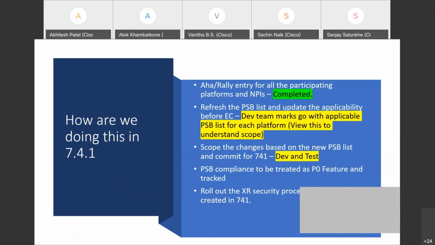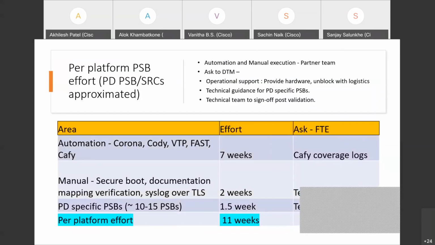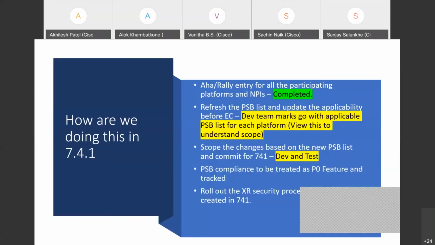And how are we doing this in 741? Each of these PSPs has an AHA entry and an NTR of 0. So these have to be treated as P0 features and tested. They cannot be overridden by any other features with any other NTR. That's why they have kept 0 NTR for this. The AHA entries are already created. Dev teams are putting up the applicable PSP list with the categorization of PI/PD. That becomes the entry criteria for the test team. They pick it up from there, understand the scope, and then have to make the feature go.